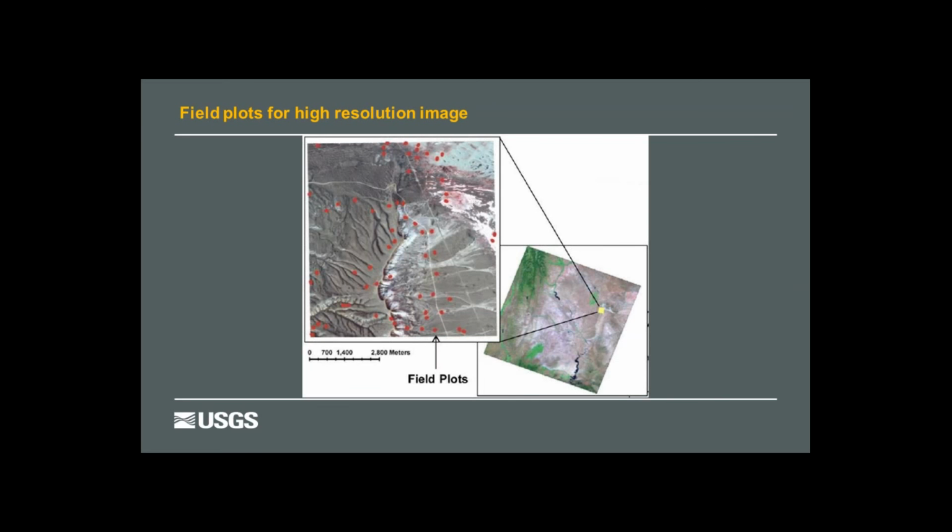This is an example on the lower right-hand side, you can see a Landsat scene with a World View 2 or 3 chip inside of it. These chips are approximately 12 to 15 kilometers square, roughly. And this is where they will collect their field plot data. In each World View 2 image, they will collect data from approximately 50 to 100 field plots.